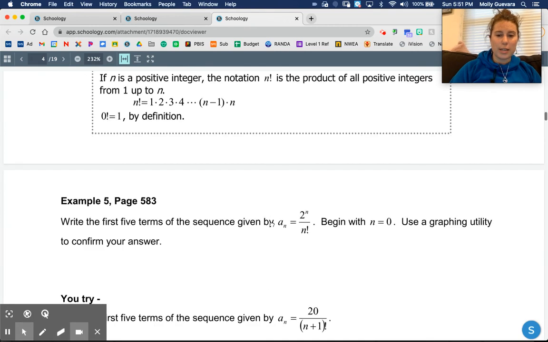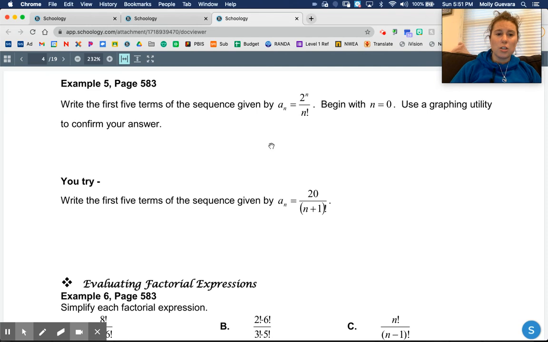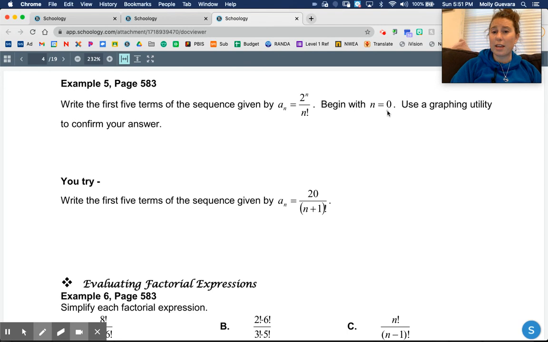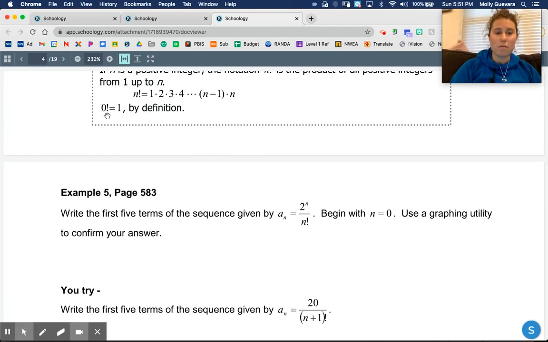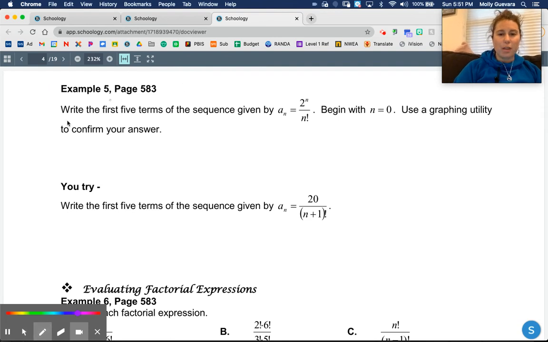So let's look now at sequences that involve factorials. Example 5 says, write the first 5 terms of the sequence given by a sub n equals 2 to the n over n factorial. Begin with n equals 0. And 0 factorial is always 1 by definition, okay? So it's always 1.